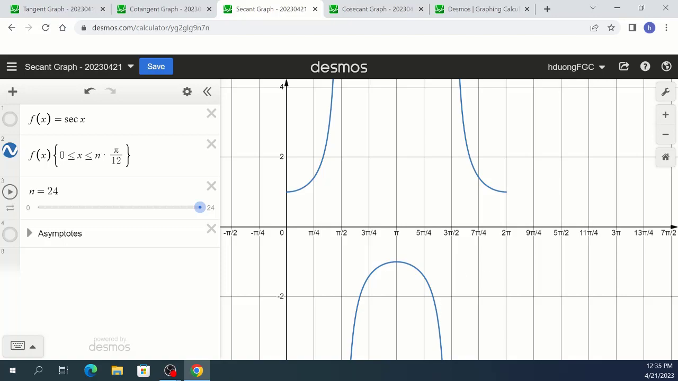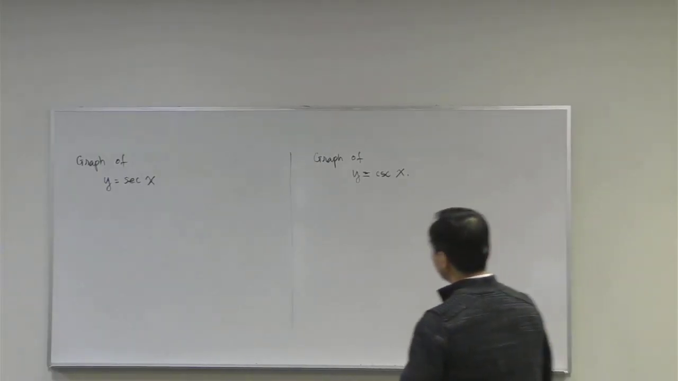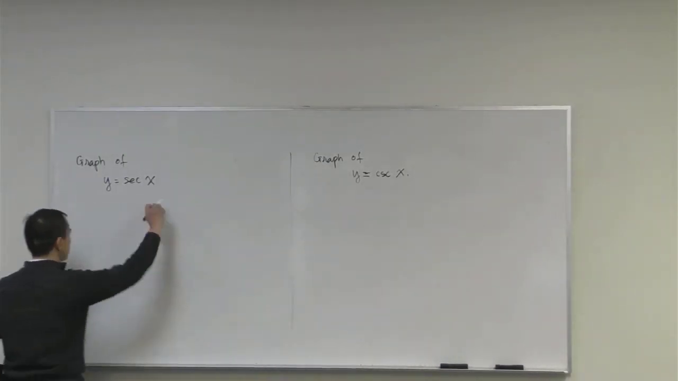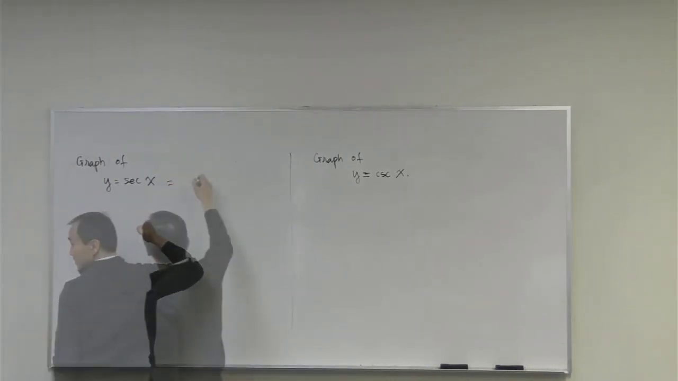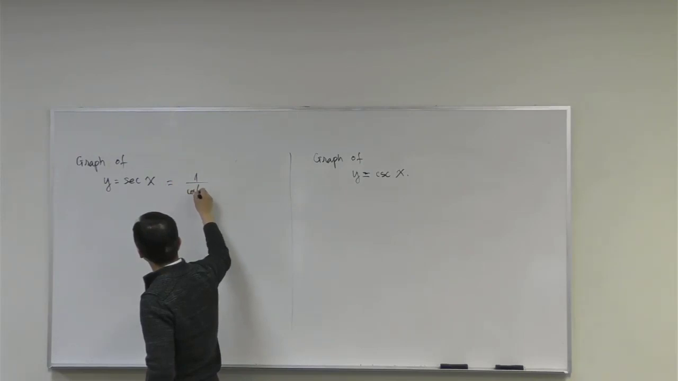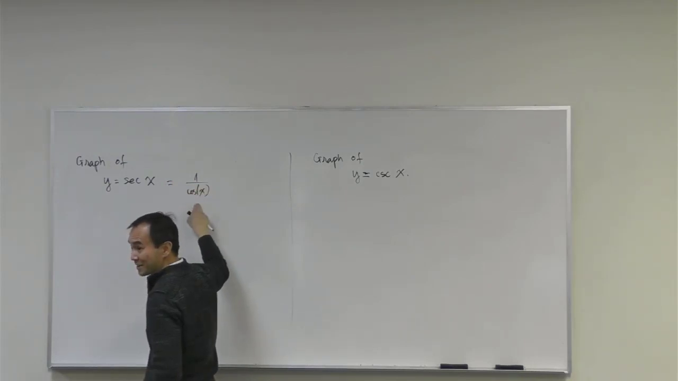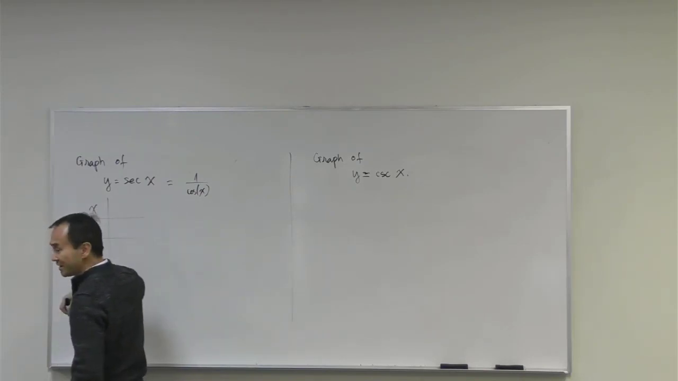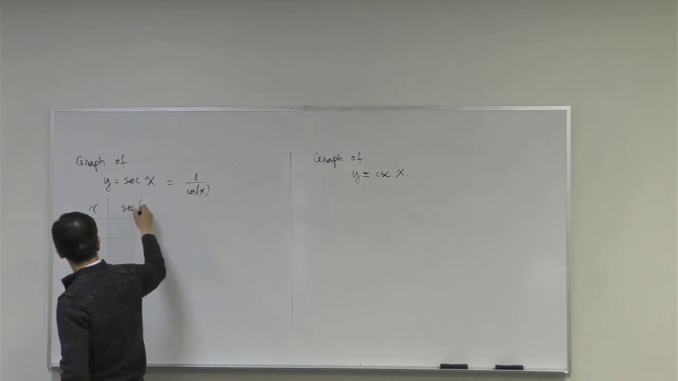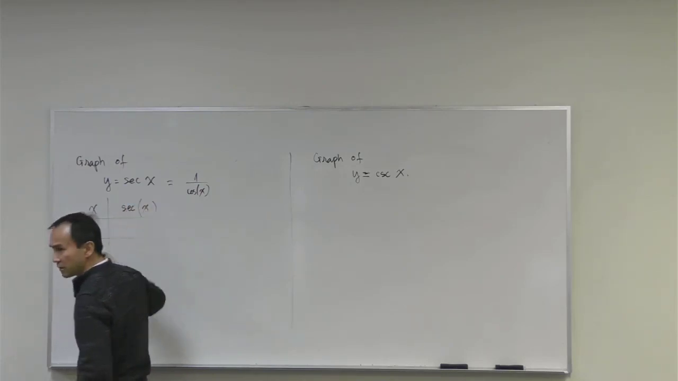So why are there vertical asymptotes? Because secant, remember, is defined as 1 over cosine of x. Think about a table of values. What happens when x equals pi over 2? We're taking the secant of x here. So what's the secant value for that?